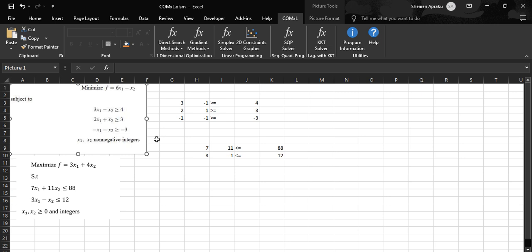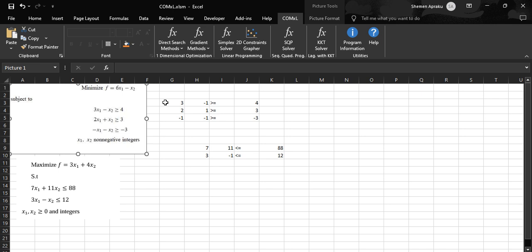So to feed the variables into the 2D constraint grapher, we extract the coefficients of our constraints. So for the first constraint, we have 3x1 minus x2. So in one cell, we have the 3, that's the coefficient of x1, minus 1 for the coefficient of x2, and our symbol.